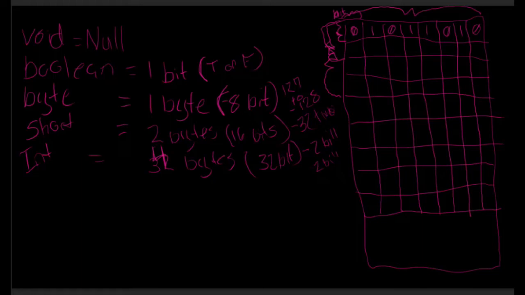Now it actually goes a little bit bigger, so the next one we have is called a long. And it is equal to 64 bits, or 8 bytes. And this can handle a number between, I think it's like 9 quintillion in the positive and negative. I'm not going to write that anymore. Just remember what I just said.